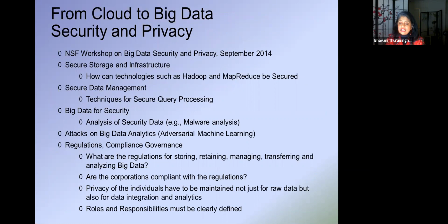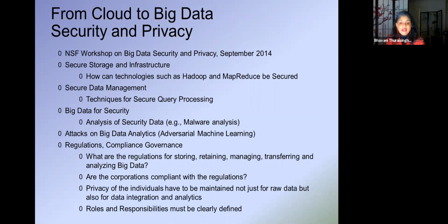So I organized a workshop. That's going to be my topic, actually it could be for tomorrow. So there are 3 more topics I want to discuss over the next 3 days. I organized an NSF workshop on big data, security, and privacy, September 2014.